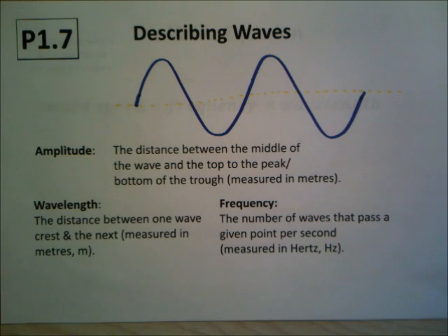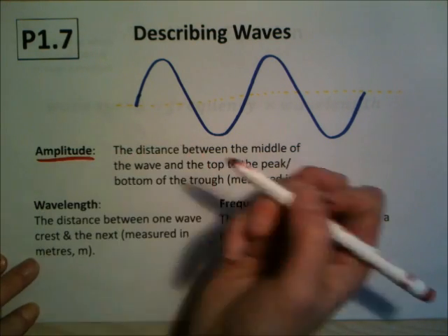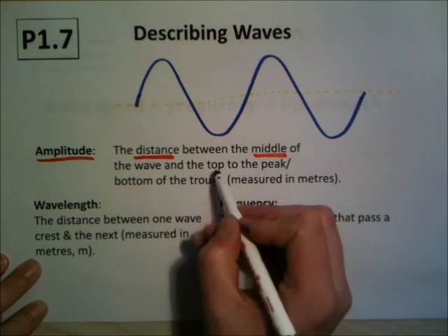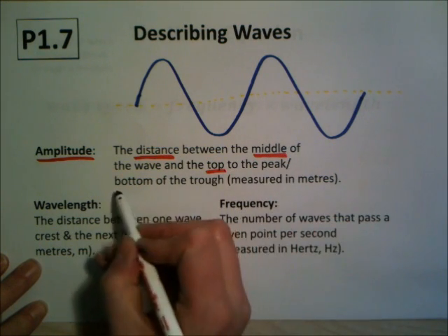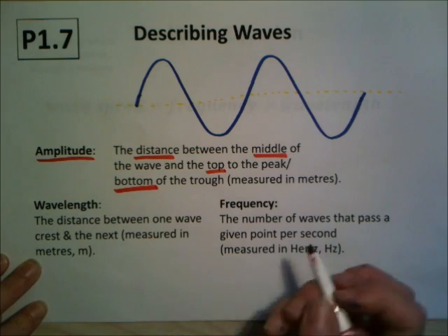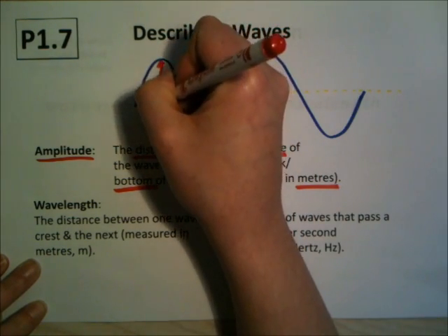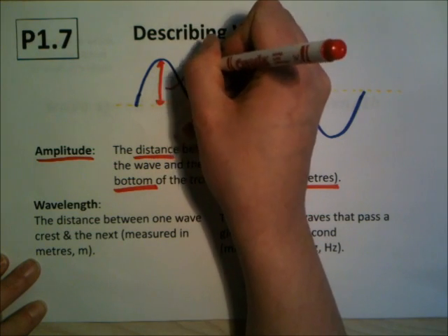So, you need to first be able to label the amplitude. Now, the amplitude of a wave is the distance between the middle of the wave and the top of the peak, or the bottom of the trough. And it's measured in meters. So this one here, this is my amplitude.